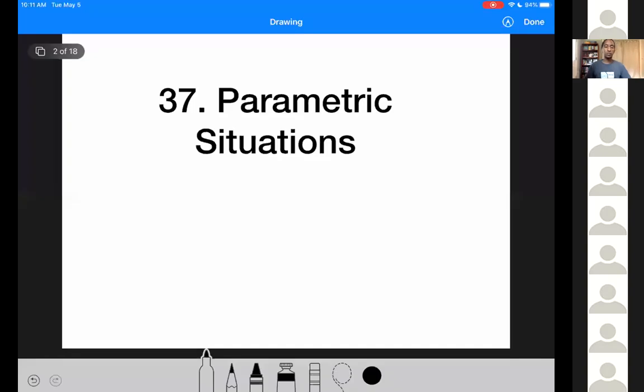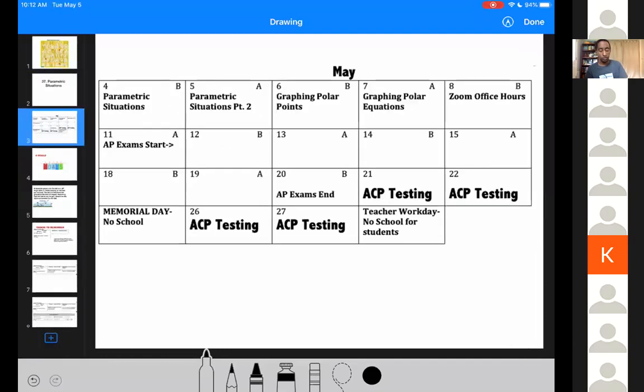All right, so this is lesson number 37, parametric situations, which is a continuation of last week. We did graphing parametrics, if you remember, and we did converting from parametric equations to rectangular form. So today we're looking at word problems for that. All right. So here's where we're at in the calendar.